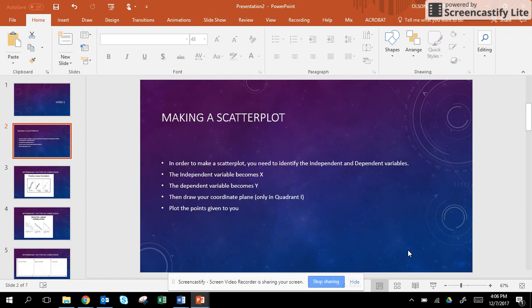I need to identify independent and dependent variables. Independent means like nothing can affect it. Usually it's the x value, not usually, always. So something like maybe time. Time is a very x type of variable. What else could it be?